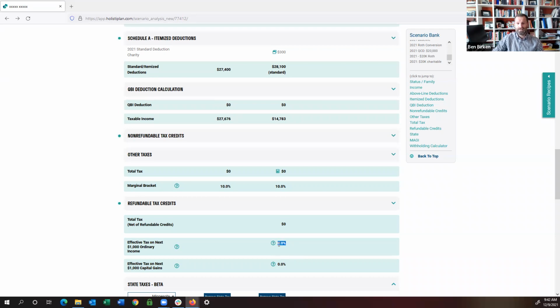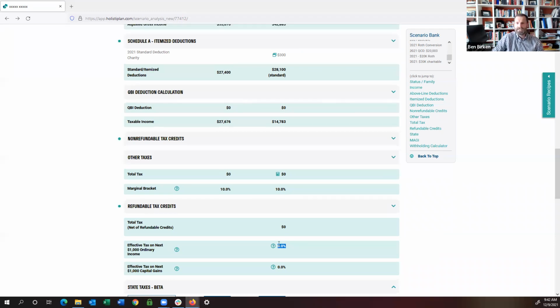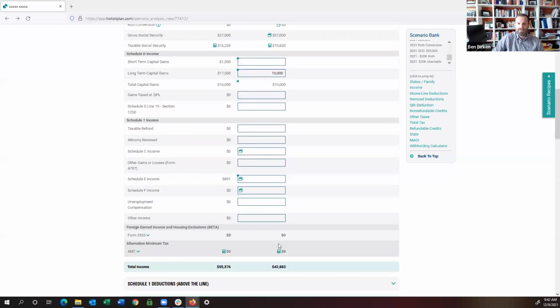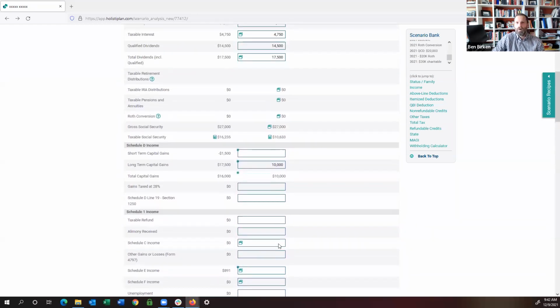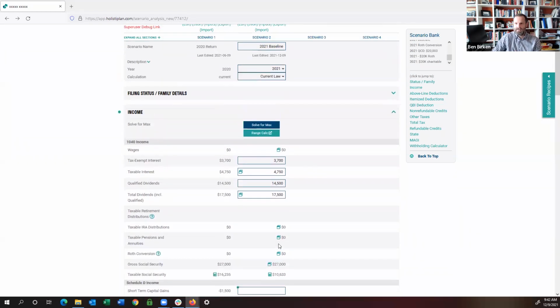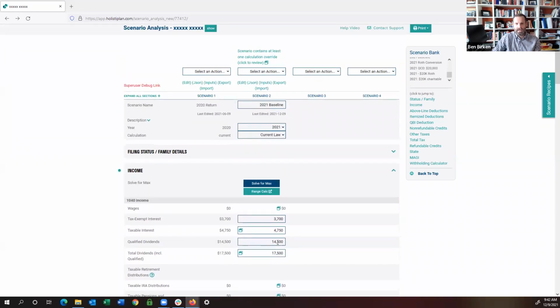Since our tax rate is 0, that means we've got $5,000 of ordinary income to work with where there's no federal income tax at all. That's kind of nice to know, but you might also want to know, well, that's not very much. And what about things beyond that $5,000? That's what range calc allows us to do.